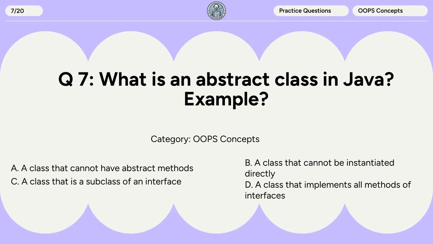Question 7. What is an abstract class in Java? Example. A. A class that cannot have abstract methods. B. A class that cannot be instantiated directly. C. A class that is a subclass of an interface. D. A class that implements all methods of interfaces.